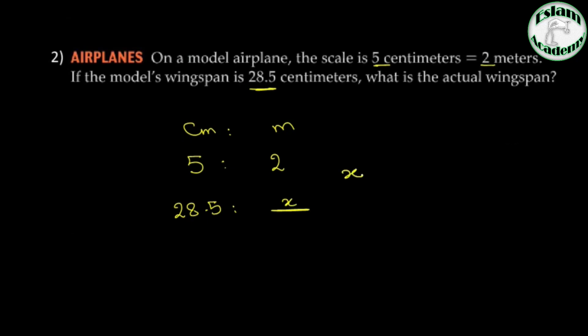So that's x. To find x, it will equal 2 times 28.5 divided by 5. Then x equals 11.4 meters.